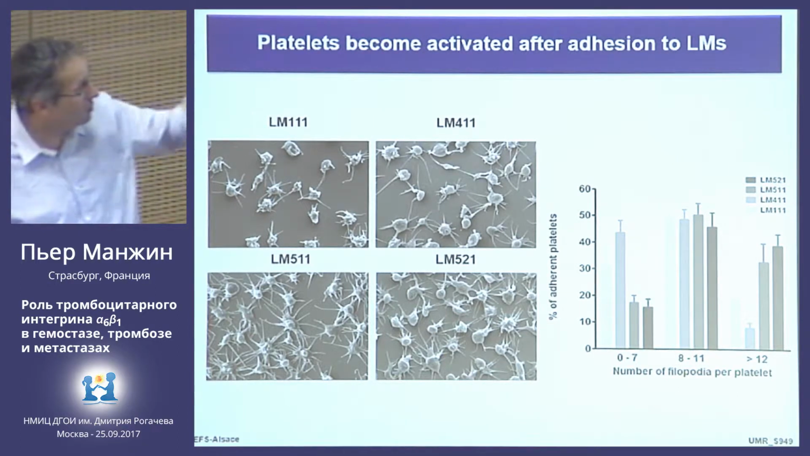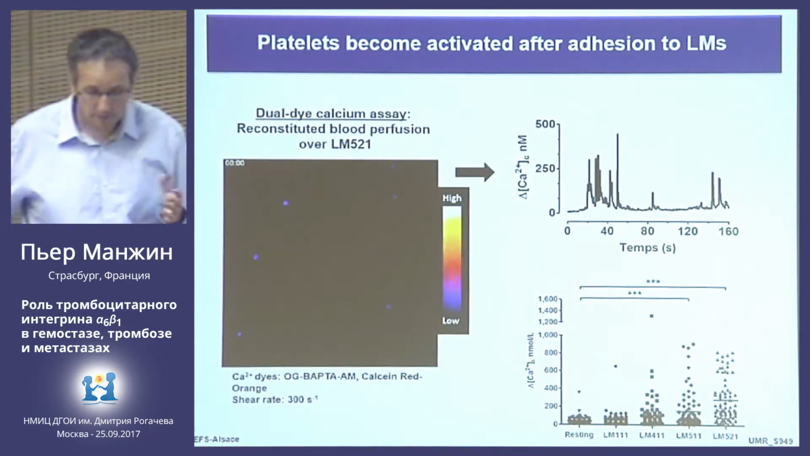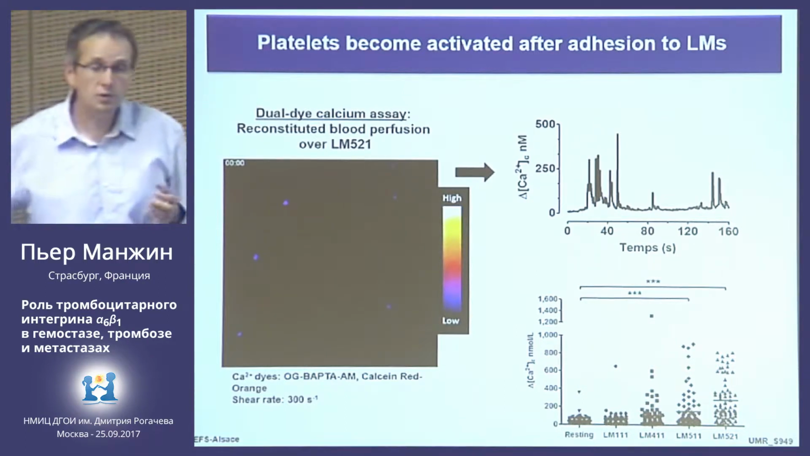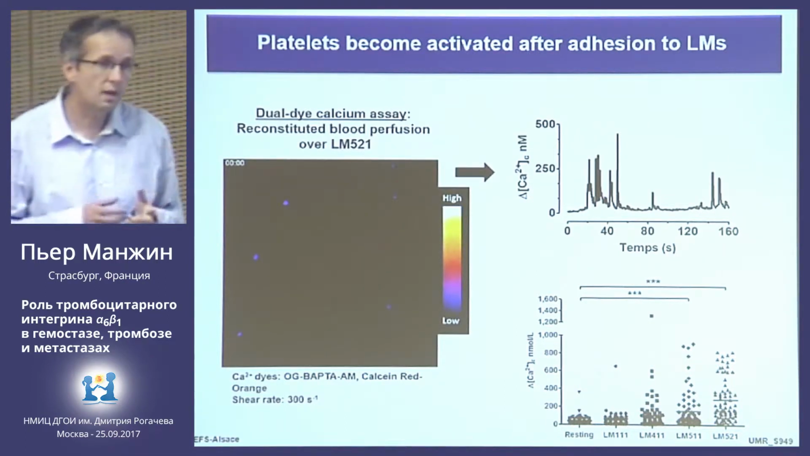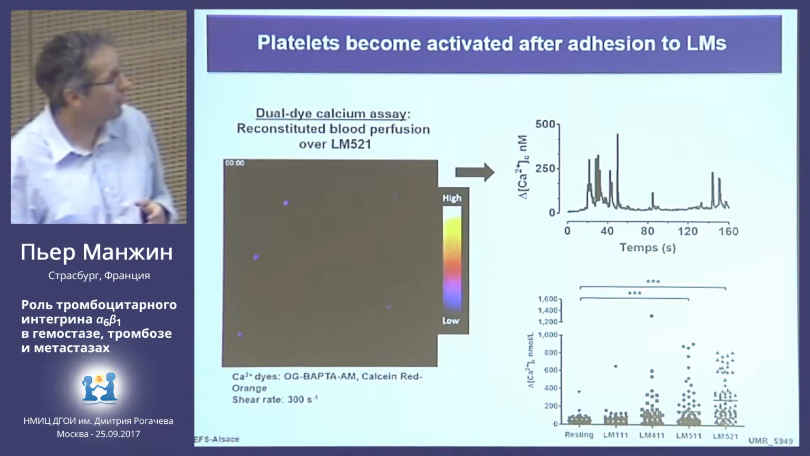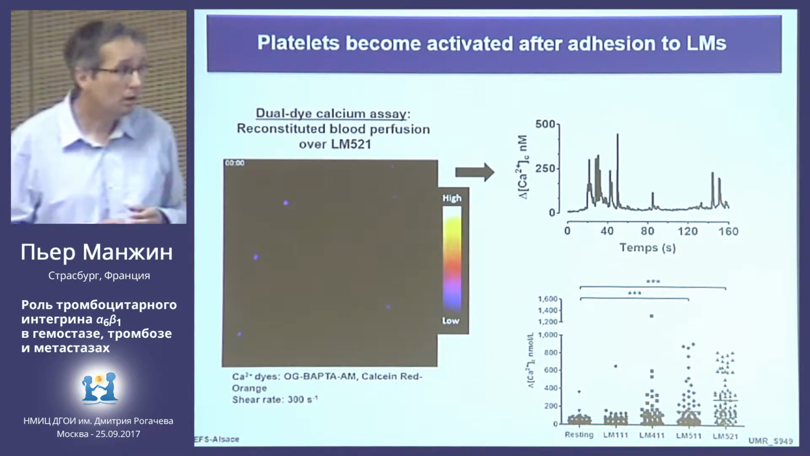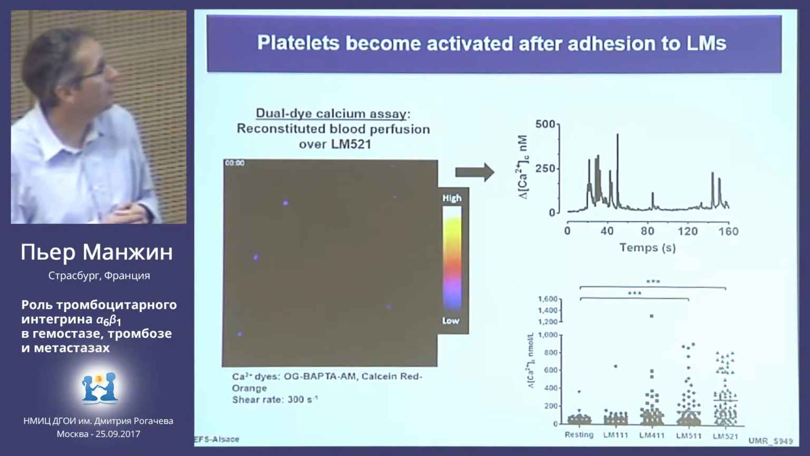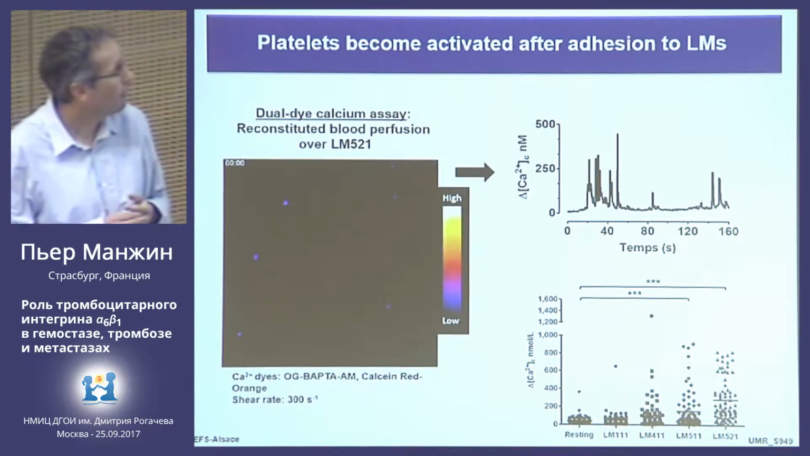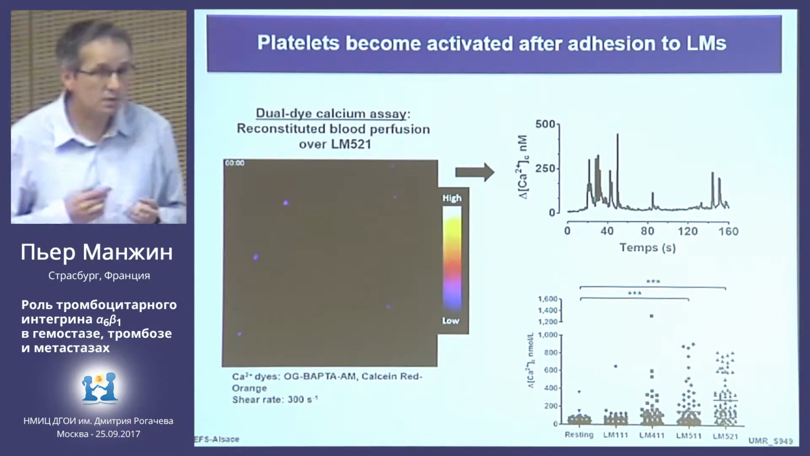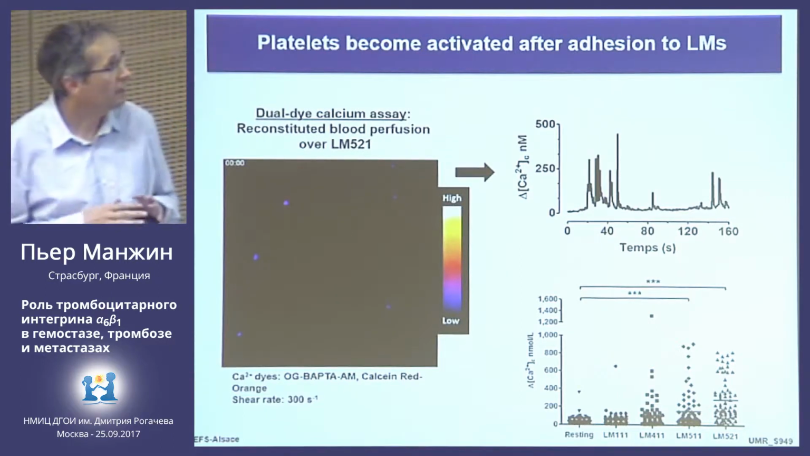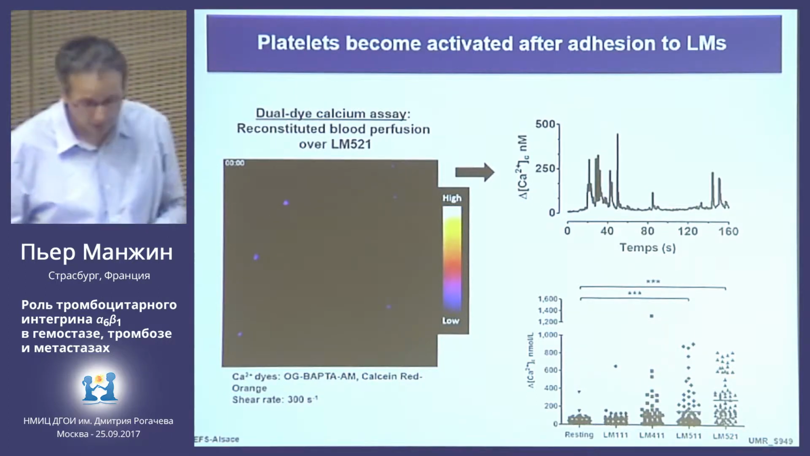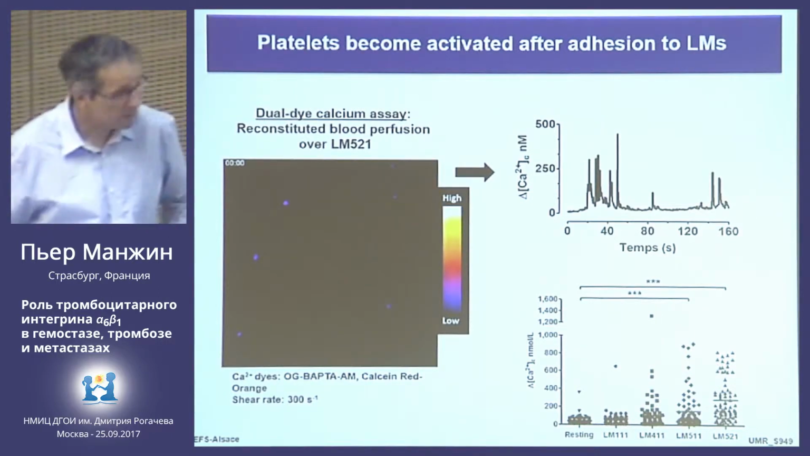So to better define that, what we did is use the dual dye calcium assay. Here you isolate the platelets, treat them with calcium dyes, here green BAPTA-AM, and add them back to washed red blood cells and perfuse this over immobilized laminins. And what you see is that when the platelets are resting, they appear in blue, and then they become purple, red, or orange when there is some activation. And this is what we observe.